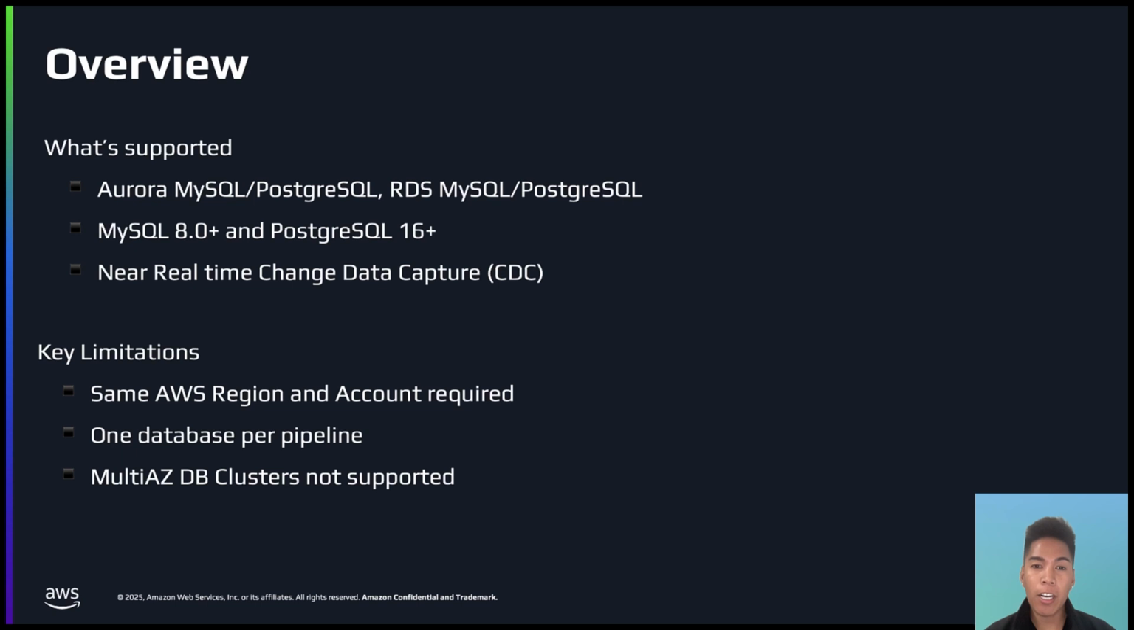So let's get started. Here's the big news. A couple months ago, we released an integration with Aurora and RDS databases, extending our new real-time data synchronization capabilities to relational databases. This integration supports Aurora MySQL and Postgres, as well as RDS MySQL and Postgres. You need MySQL version 8 or higher, and Postgres 16 or higher for this integration. It provides new real-time change data capture and supports both full and incremental synchronization.